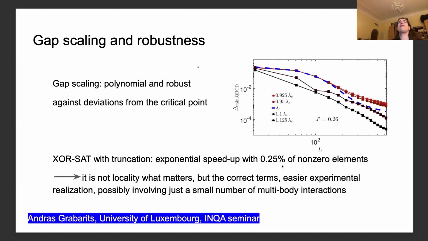And as I said, one can also show further advantageous features of this QBCD. For example, it's robust against determining of the properties of the critical point. It's robust against deviations from the exact critical point, as exemplified in this plot showing the minimal gap scaling for the spin glass toy model.